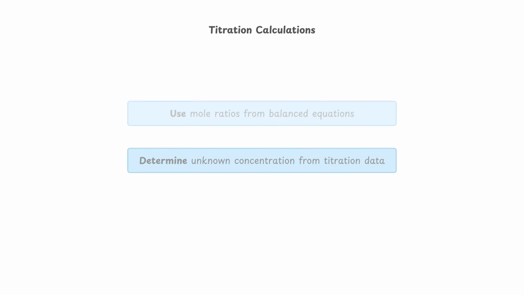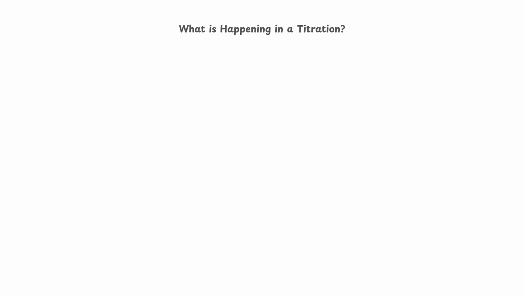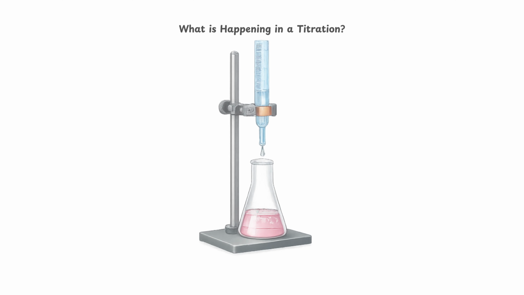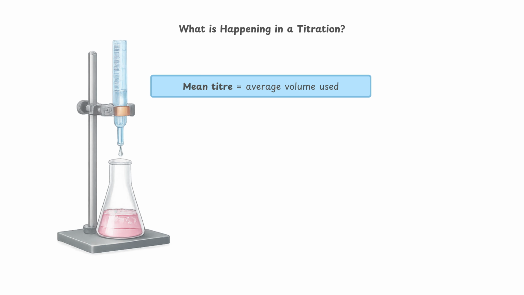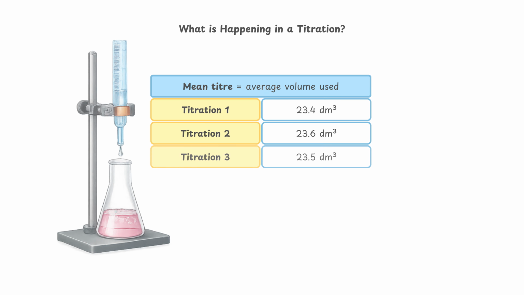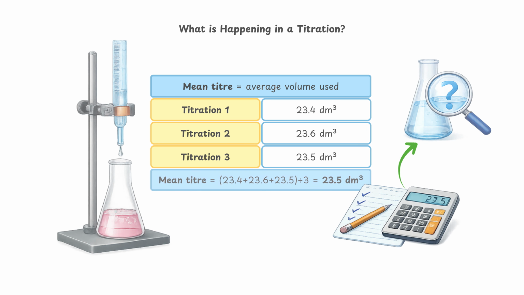Let's get started. What is happening in a titration? Once you have completed your titration, you calculate the mean titer. The mean titer is the average volume of solution used in the concordant results. This is the key value that we use in titration calculations. It allows us to work out the number of moles present and ultimately the concentration of the unknown solution.